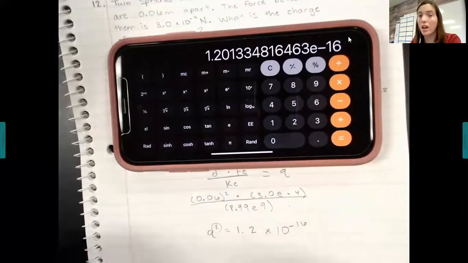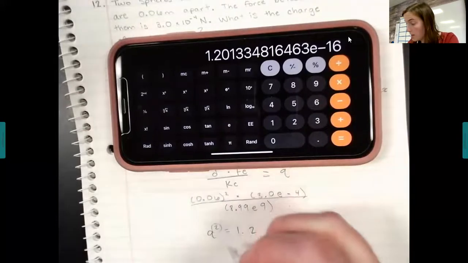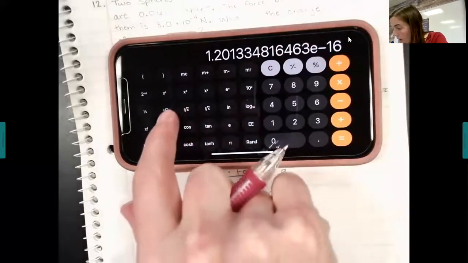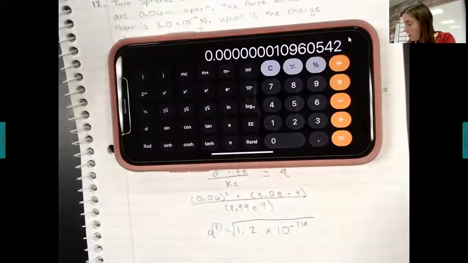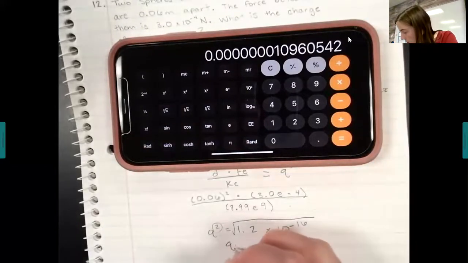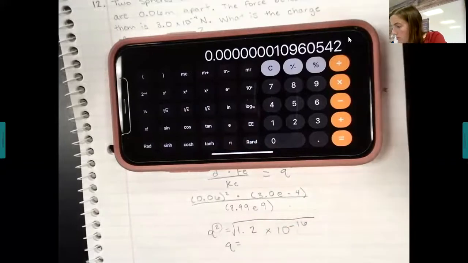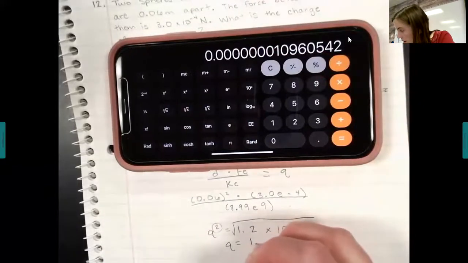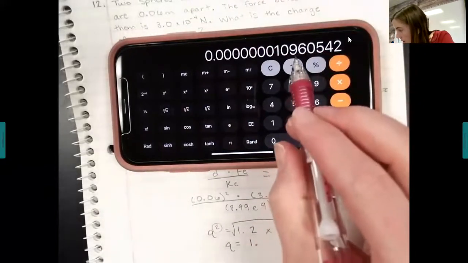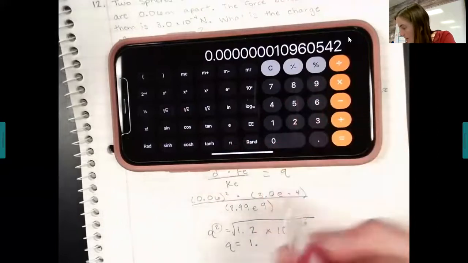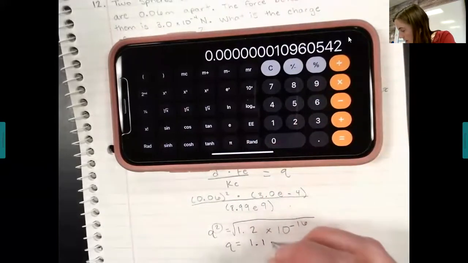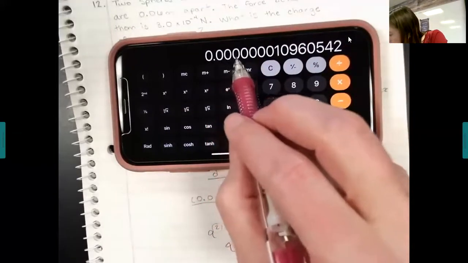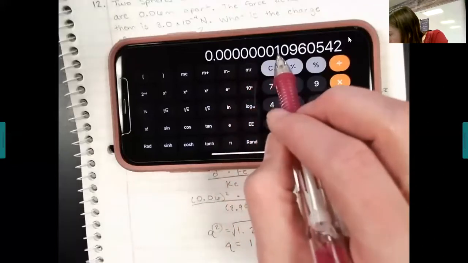Okay, but this is squared. I need to know what each Q is individually. So I'm going to do the square root of that. And so I can just take this answer and I'll hit the square root button. All right. So Q is equal to, let's see, I'm going to say 1 point, I'm going to round that 9 up to 10. So 1.1 times 10 to the 1, 2, 3, 4, 5, 6, 7, 8.